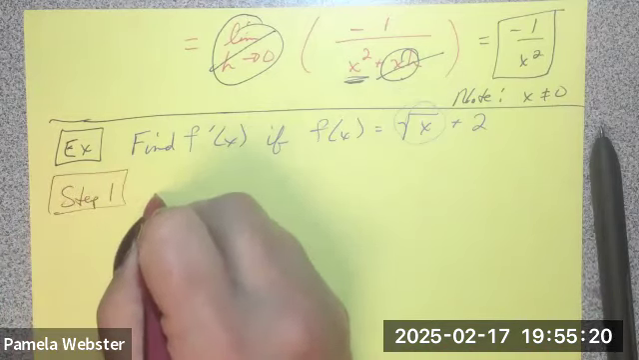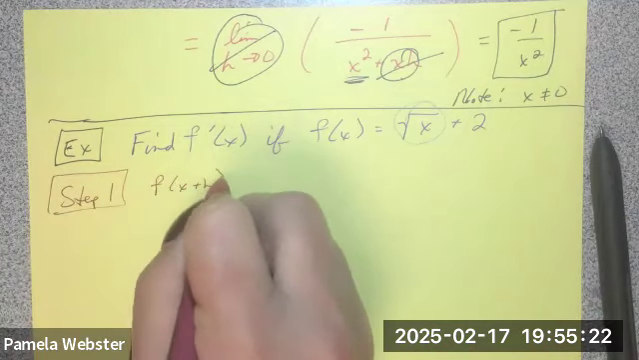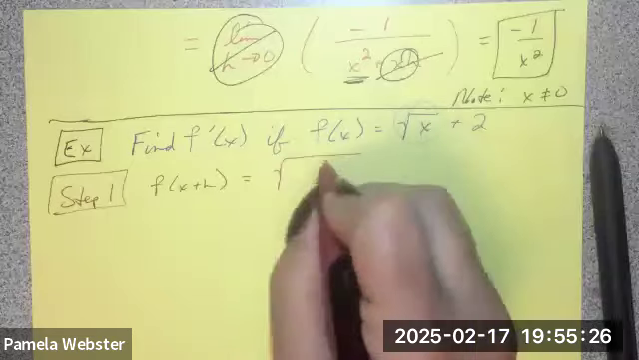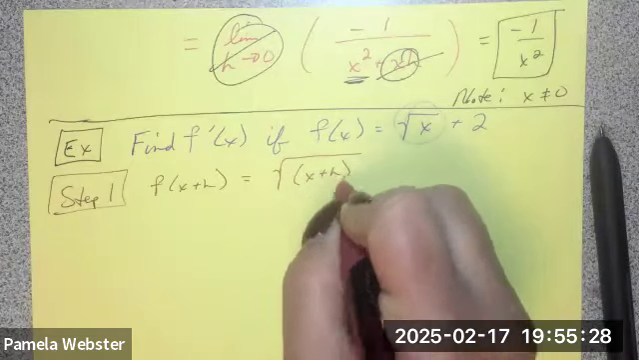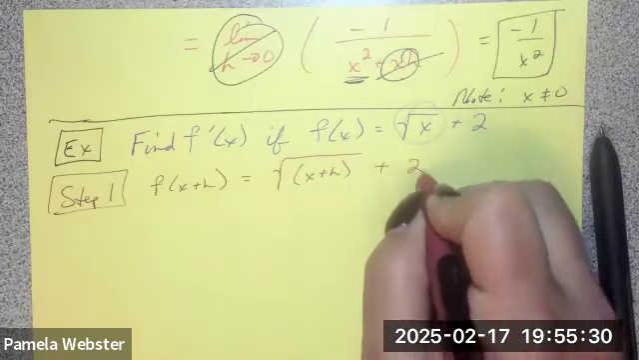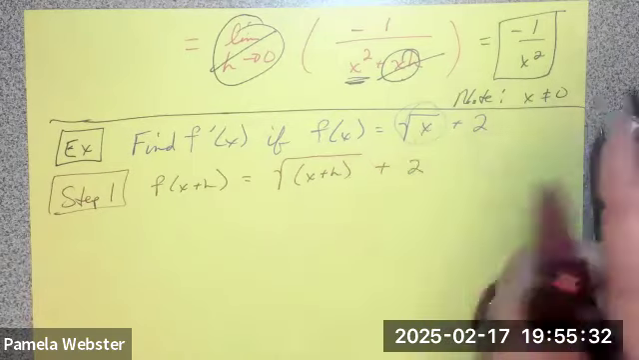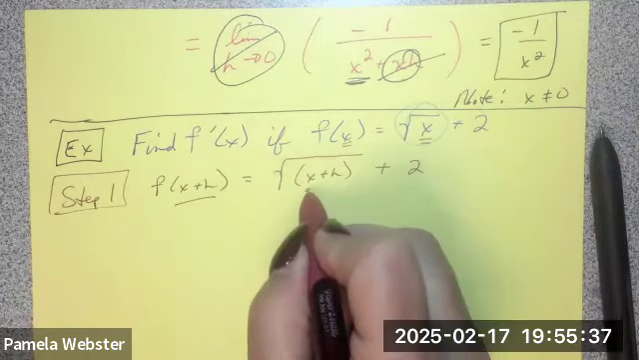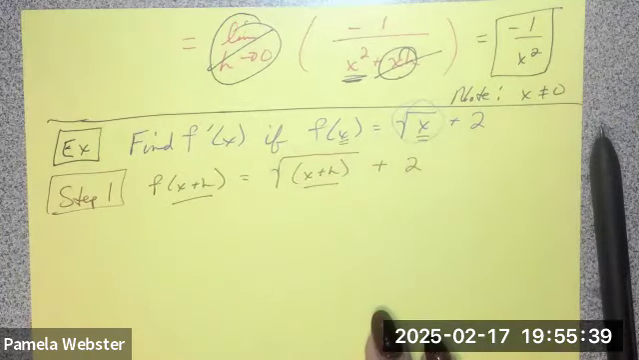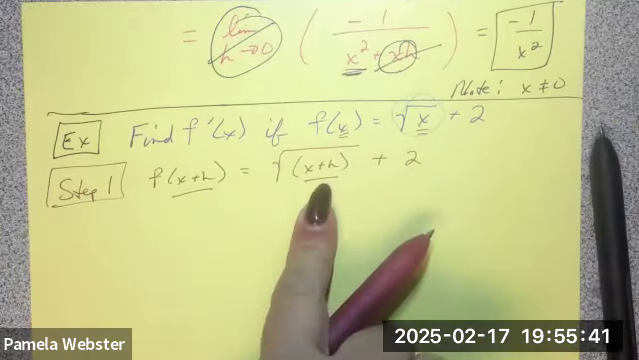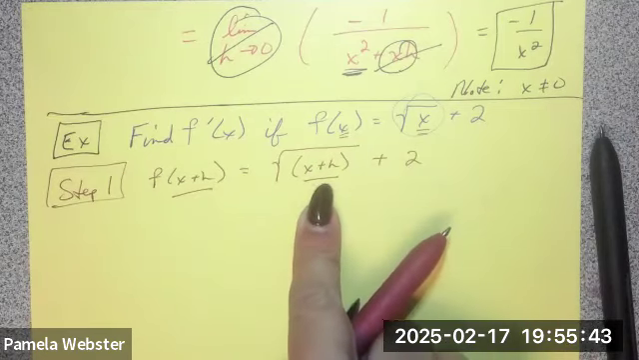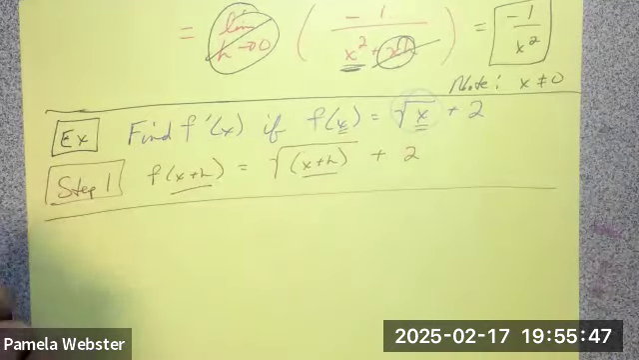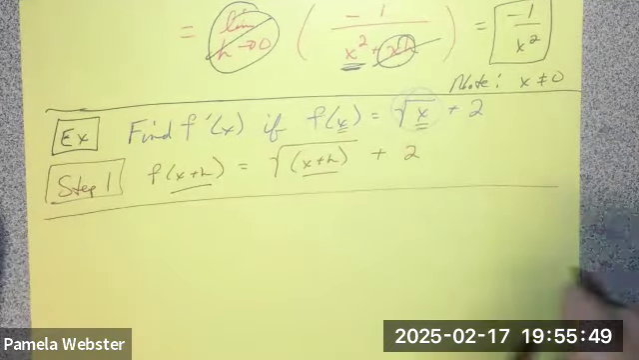Plug in f of x plus h, right? If nothing else, hopefully you've gotten a lot of practice right now plugging in this f of x plus h. It goes inside of the square root because that's where my x is. Plug that in wherever the x is. I can't do anything with that, so just leave it alone for now. We'll mess with it in a minute. Don't go trying to do weird math on me here.